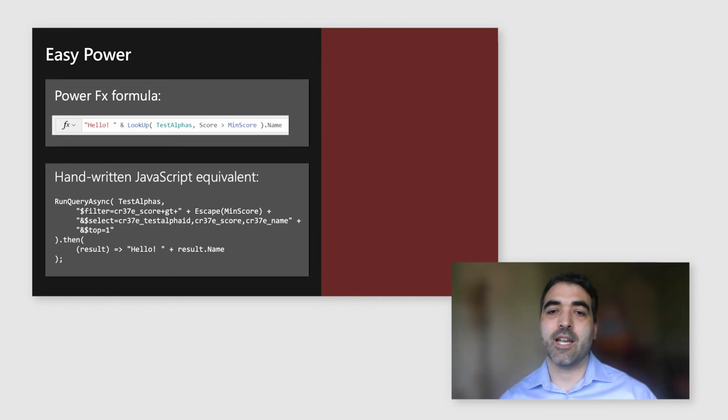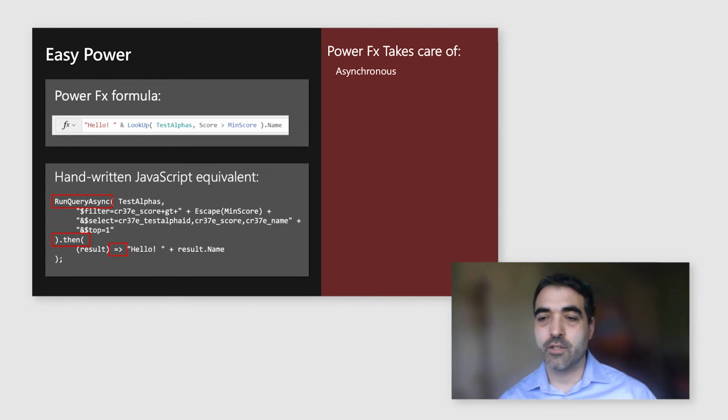So let's look at what a formula actually compiles to. Here we've got a little example where hello is concatenated with the results of a lookup, and the handwritten JavaScript equivalent. And you could write the JavaScript for this, but Power Fx is making it so much easier. For example, being asynchronous. With JavaScript, you have to deal with the asyncs, the thens, promises, resolved, rejections. With Power Fx, we're async automatically.